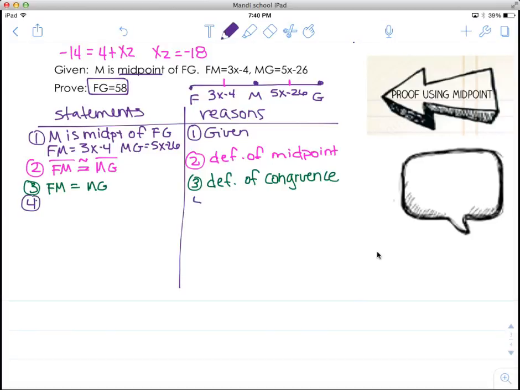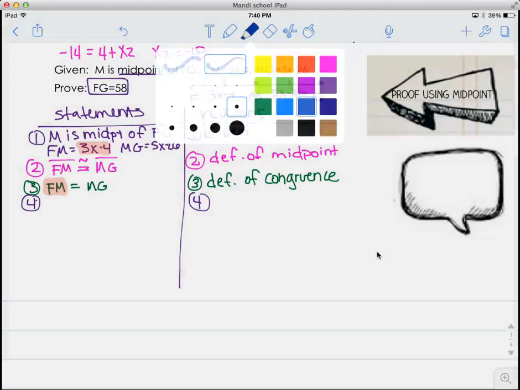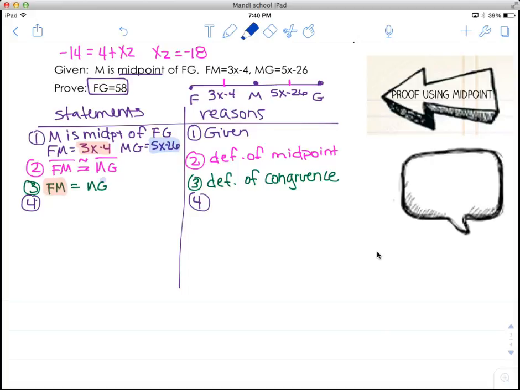Okay, so step number 4. I know that FM is this, so I'm going to substitute it here. And I know that MG is this, so I'm going to substitute that there. So I'm going to say that FM is really 3x minus 4, and that MG is really 5x minus 26. So we are using the substitution property of equality.